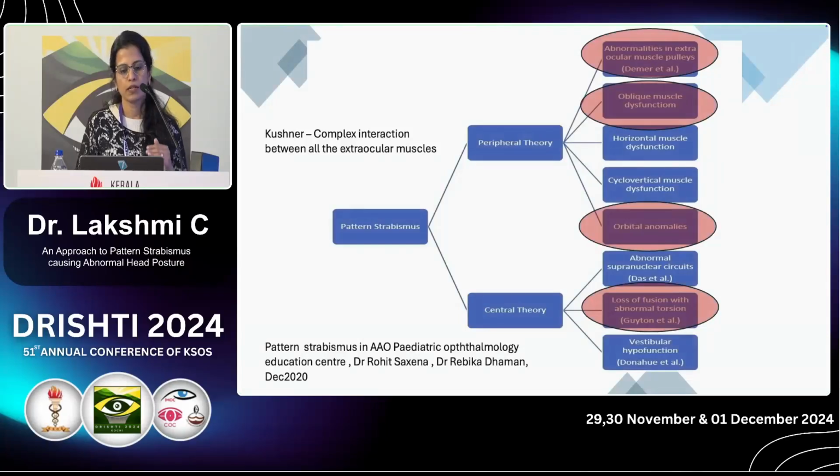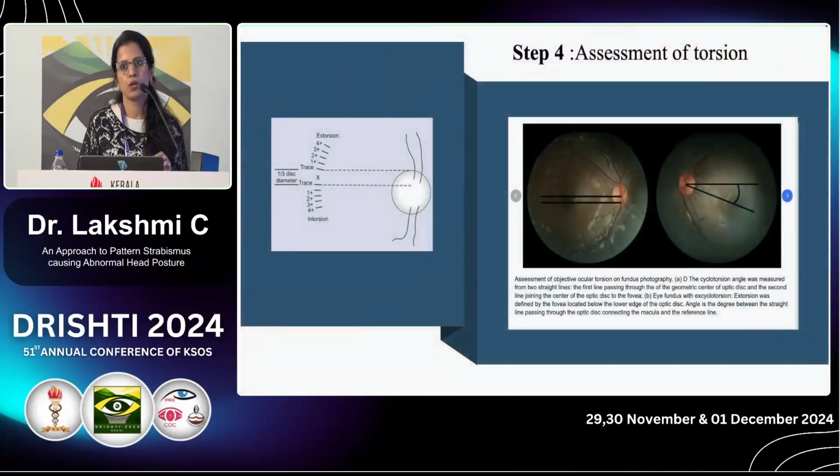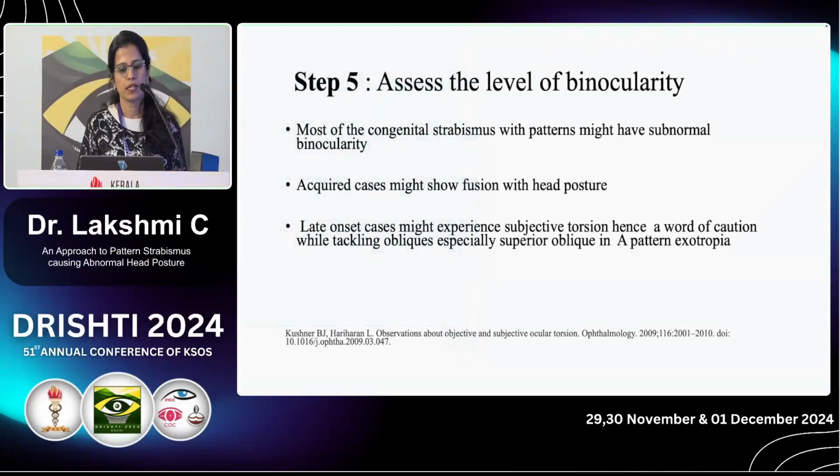So we need to know a little bit about why pattern strabismus is caused. As seen above, the overacting muscles or the orbital anomalies could be a cause, or it could be due to loss of fusion. So loss of fusion is told to produce a torsion which can cause an abnormal pattern. But this theory doesn't hold good, because there are patients in which you see pattern strabismus and overactions, but we don't see a torsion. So we need to assess the torsion in these patients. And almost all cases of oblique overactions, if we see a torsion, it is definitely an oblique overaction and it is not some other thing. And the next step would be to assess the level of binocularity.